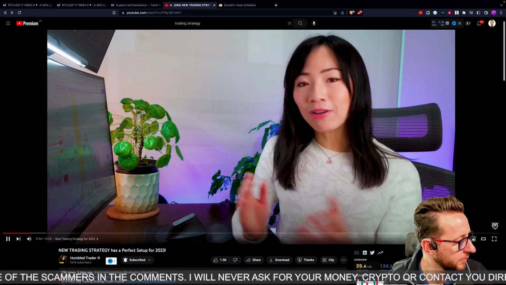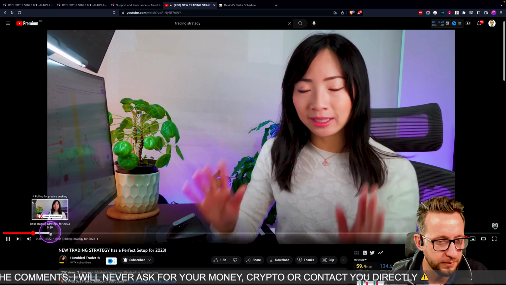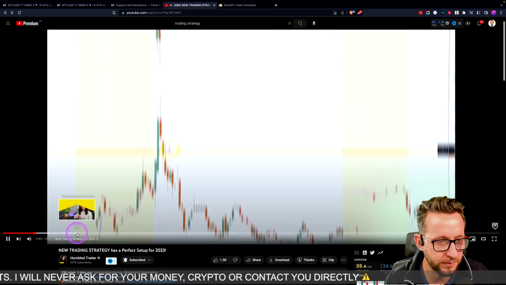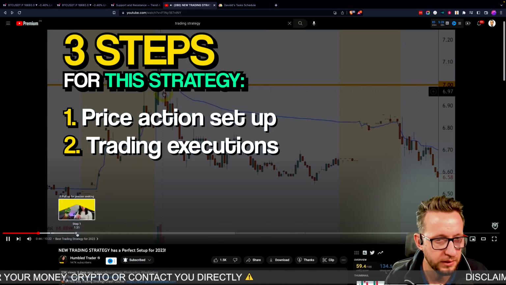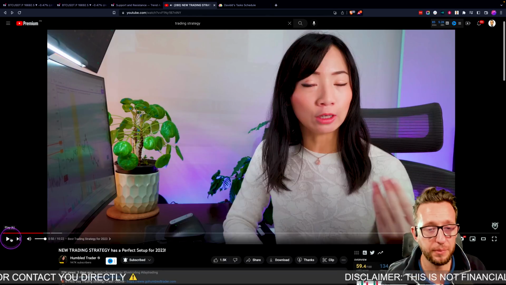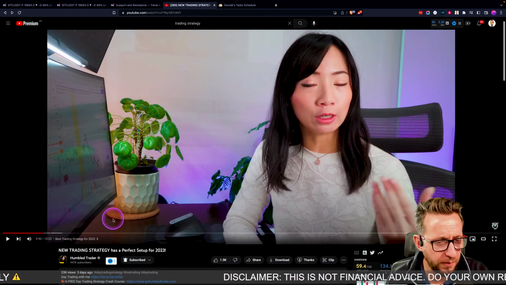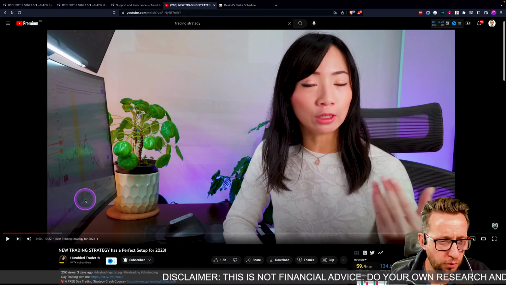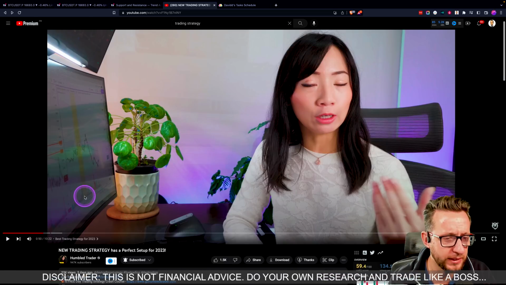To make things very easy for you to understand, I'm going to demonstrate how to execute this strategy in 3 steps. Price action leading into the setup, executing the strategy, and most importantly, risk management. So we're going to be creating a strategy also for TradingView that would include all of them. I'm going to fast forward a bit to try and find the actual rules of the trading strategy so that we can backtest it as well.